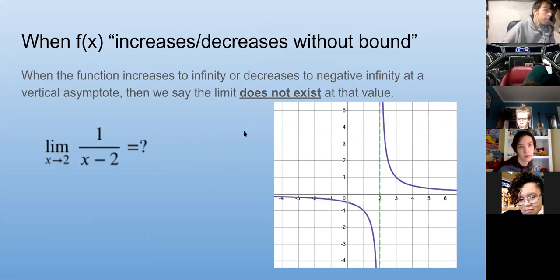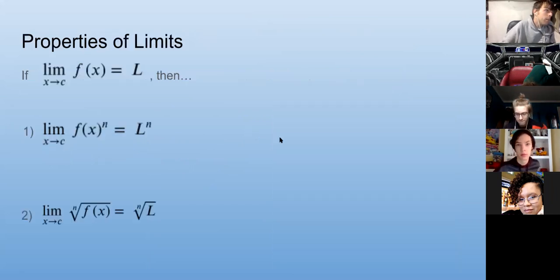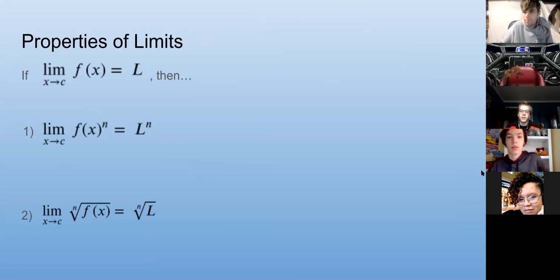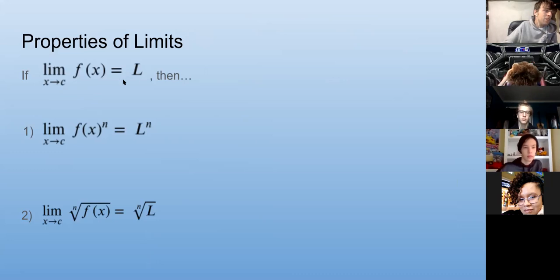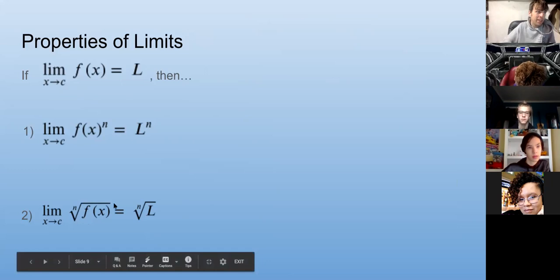All right. Hopefully I confused everyone sufficiently. So there are some properties of limits. They're relatively intuitive. If the limit of some function is L, and you raise that function to a power of n, then you can just raise the limit to the power of n, and you'll get the right limit. Or if you take the nth root of that function, then you can just take the nth root of the limit.